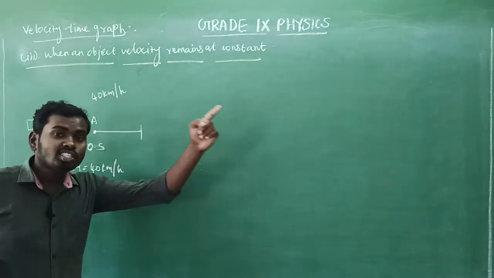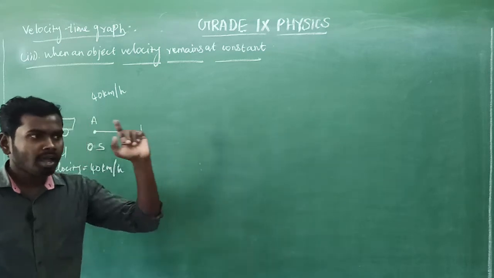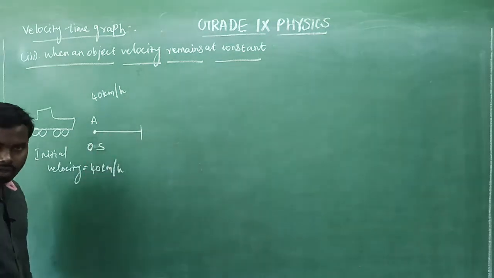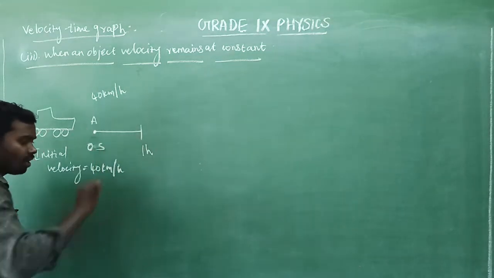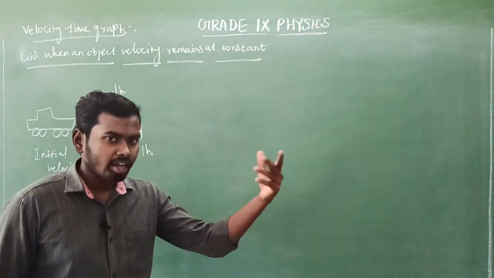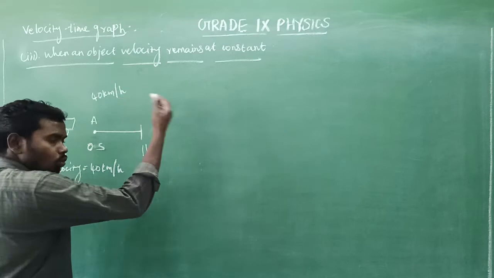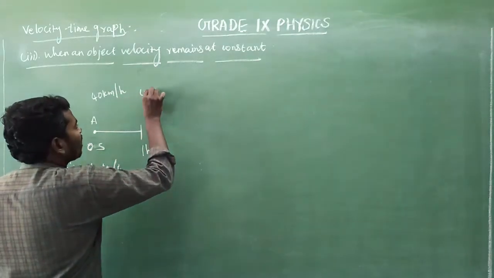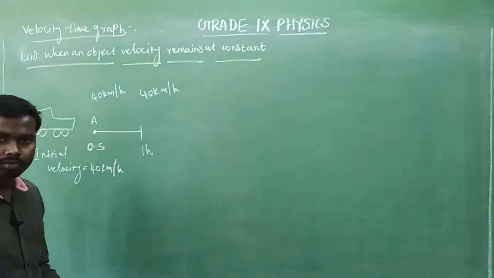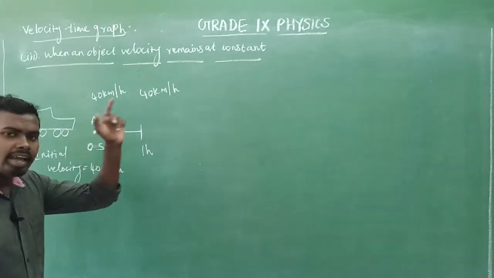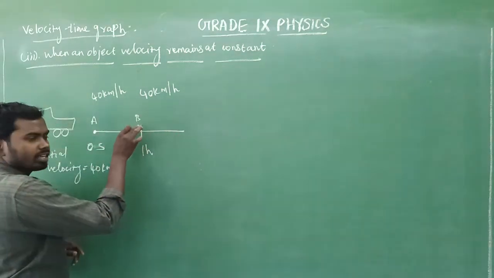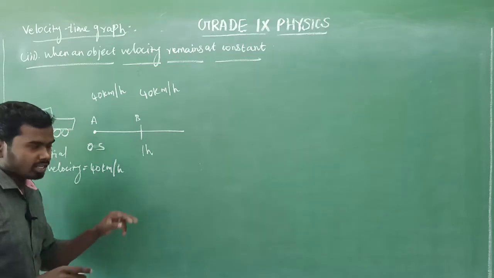In the next 1 hour, note this point, the velocity of the car remains the same, which means in the next 1 hour also the velocity of the car is 40 km per hour. Even after 1 hour, look here. Now the car comes to point B. After 1 hour, now the car is here.